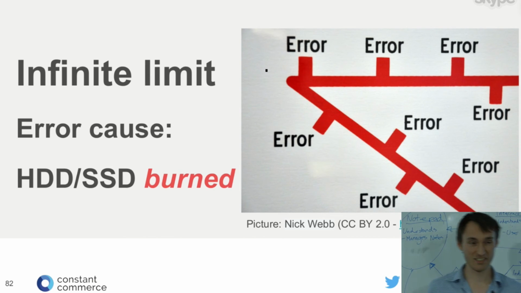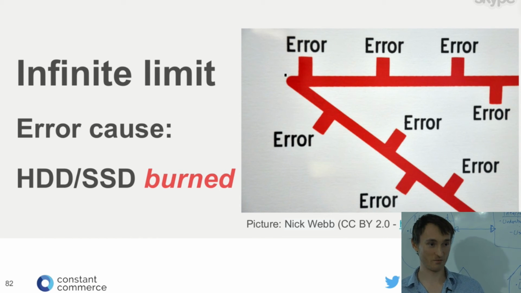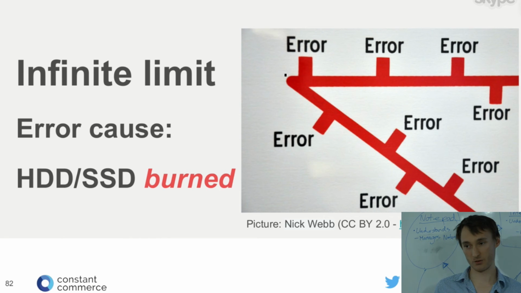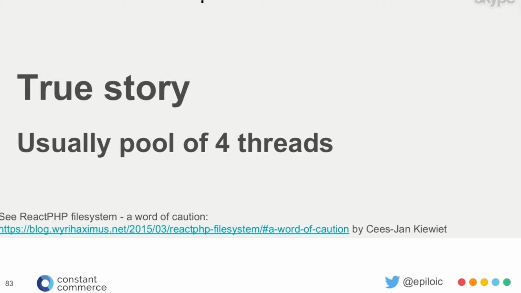That's great. But when you do that, it turns out your hard drive burns because it cannot physically handle that many concurrent connections on the same disk space. That's actually a true story. There's this guy, there's a link, who explains, oh, I tried to be clever with my file system and my thread pools, and it didn't turn out quite well. So don't try this at home. The thing to remember here is that usually you have a pool of 4 threads, and that's good enough for your file system.